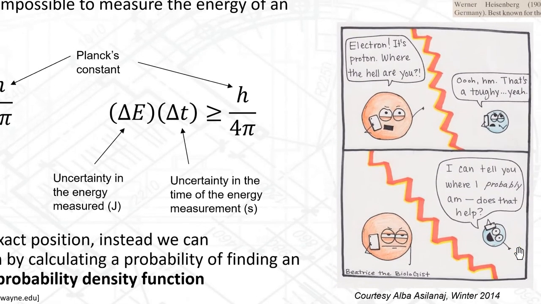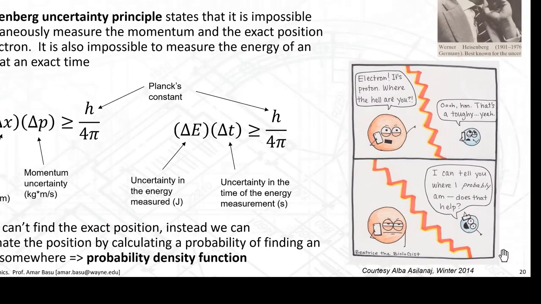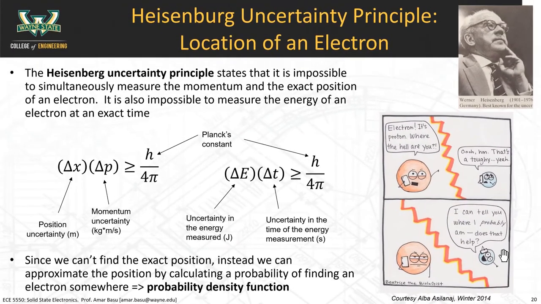And this is exactly what quantum mechanics is all about. We can't say exactly where an electron is, but we can give a probability that an electron exists in a certain region. Okay. And when we start playing games like that, it's not a game, it's how it is, we have to use something called probability density functions. And so that's what I'd like to go into next.